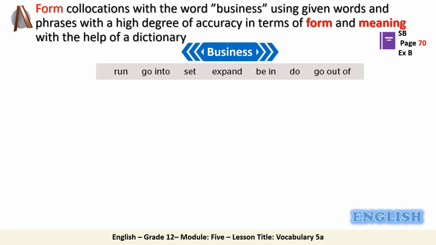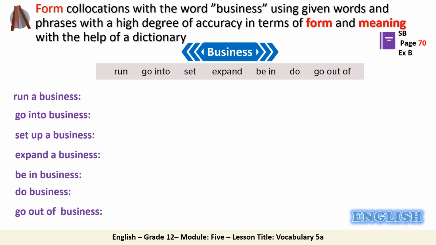Here we reach the last objective of today's lesson. So I want you to pause this video here and try to figure out the meaning of these collocations with the word business. You can use a dictionary or just refer to your own background knowledge. Well done. Let's see what they mean. Run a business means to manage a company. Go into business means to start a company.